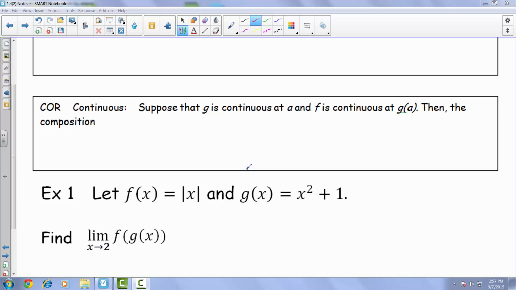Here we're looking at example 1 where we're going to let f of x equal the absolute value of x and g of x is equal to x squared plus 1, and we're trying to find the limit as x approaches 2 of f of g of x, so that composition of functions.